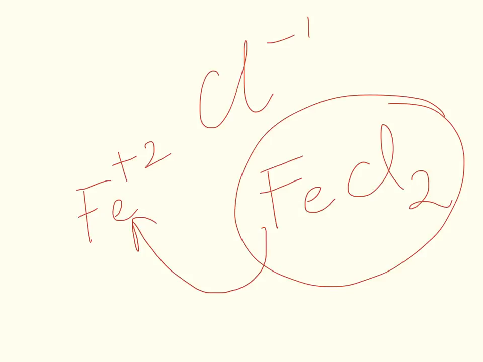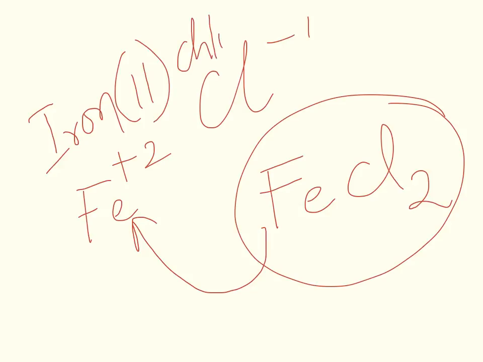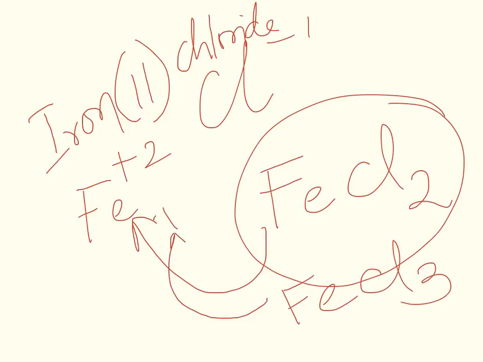So what would be the name of this compound? Iron 2 chloride. If this was FeCl3, then it would be iron 3 chloride. We will practice writing names of compounds in one of the classes.